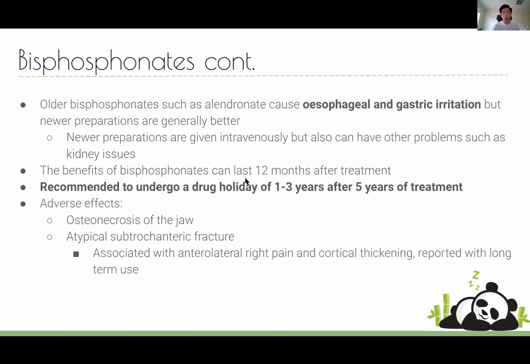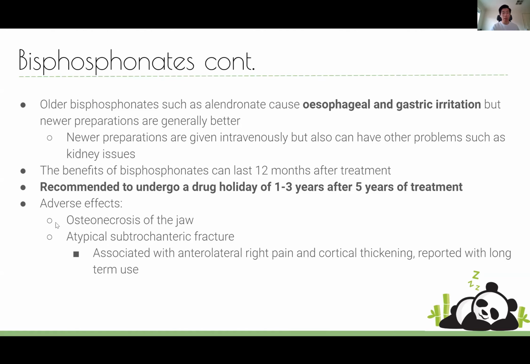These benefits will last 12 months, and you're recommended to undergo a drug holiday of 1 to 3 years after 5 years of treatment. So you have 5 years on, then 1 to 3 years off. That's to try and prevent some of these much worse negative adverse effects. So you can get things such as osteonecrosis of the jaw. If you want, you can Google that.